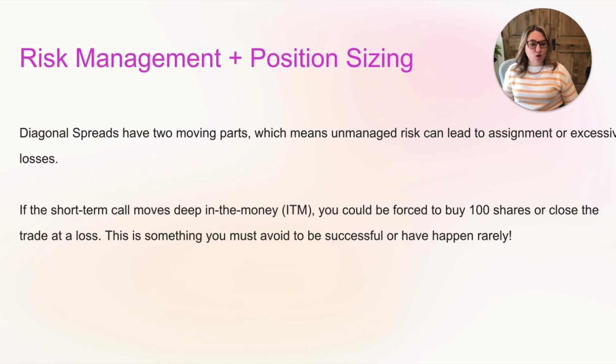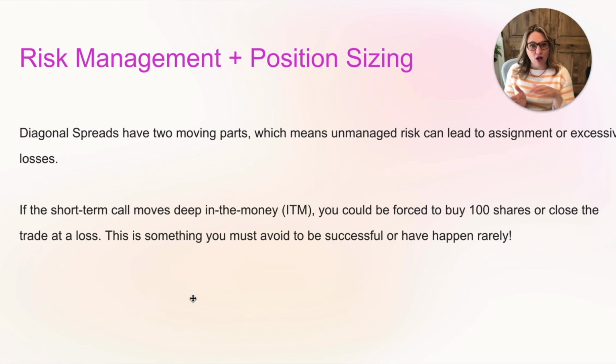Okay? So for risk management here and position sizing, diagonal spreads have 2 moving parts, which means unmanaged risk can lead to assignment or excessive losses. And when I say excessive, it's not like you're going to make excessive losses here, I don't think. But I don't like making any losses on these because there's just no reason to. If you manage it right, you can get by with this always making money, okay? If the short-term call moves deep in the money, you could be forced to buy 100 shares or close the trade at a loss. This is something you must avoid to be successful or have happen to you very rarely, okay? So this is the big risk, okay?